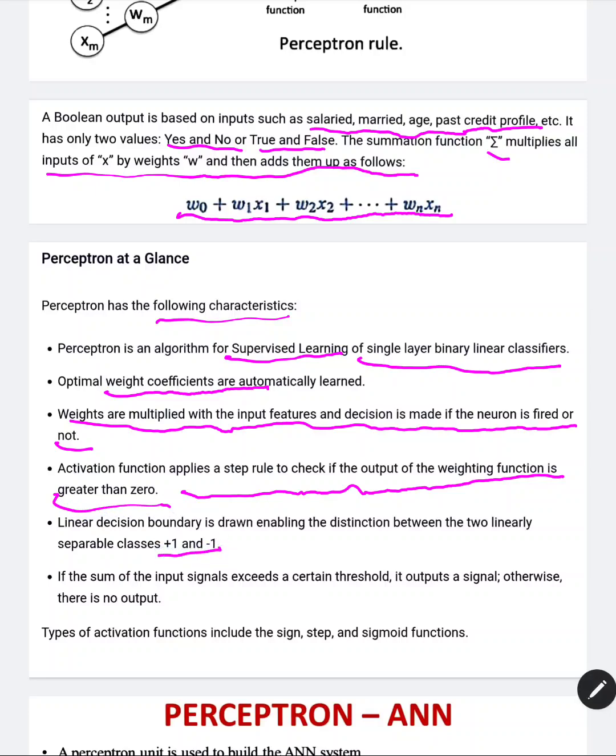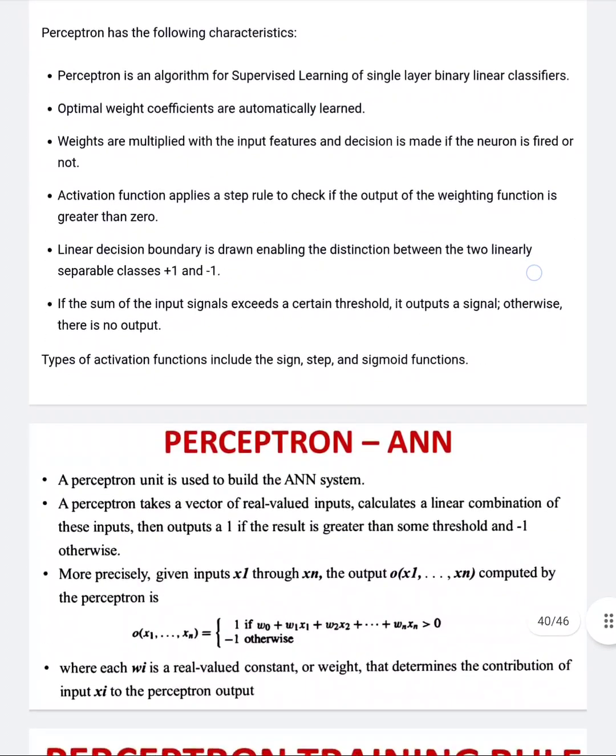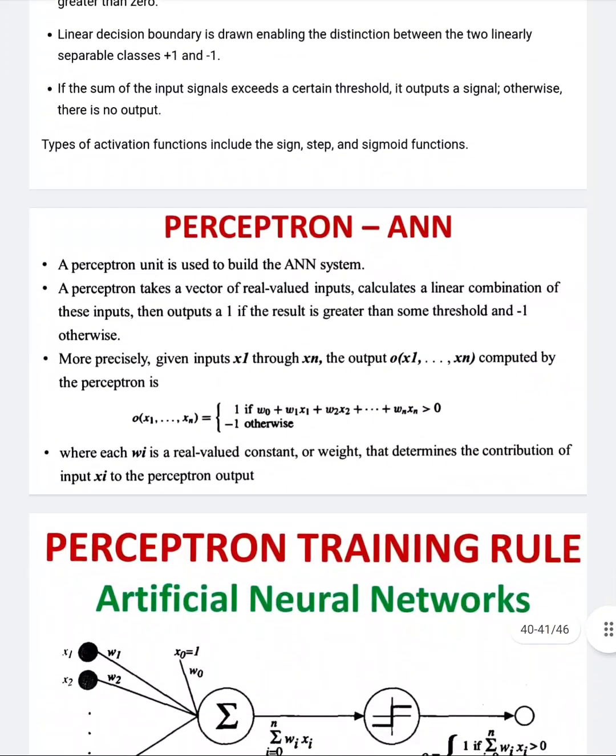So linearly separable means it is either true or false, 1 or -1. If the sum of the input signals exceeds a certain threshold value, the output signal will be 1, otherwise it would be 0. This is something like that you can understand. There are different types of activation functions. We have sine function, step function, sigmoid function, and ReLU function. There are many other functions also, but we will talk about those later on.